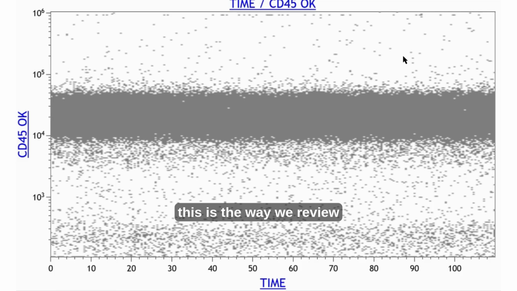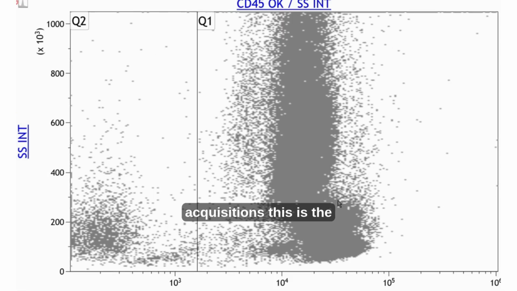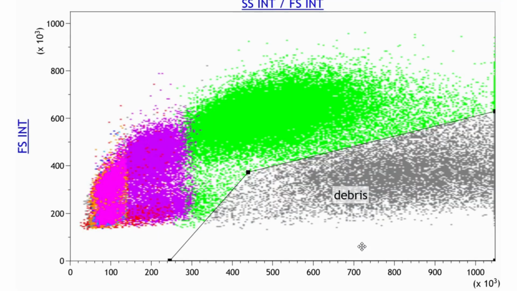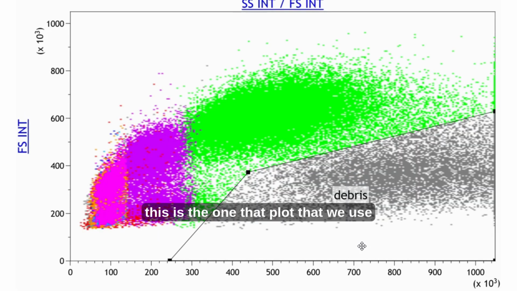So this is the way we review our flow cytometries. In this case, this is the timeline against the CD45 just to verify the quality of the acquisition. This is the first main plot that we use to try to identify populations of cells by CD45 against side scatter. This is used to exclude the duplicates, and this is the plot that we use to exclude the debris.